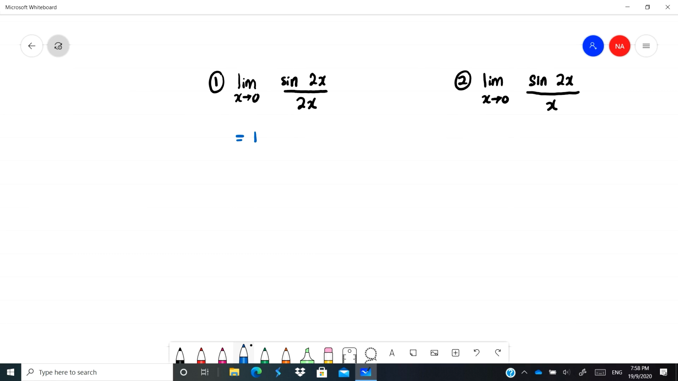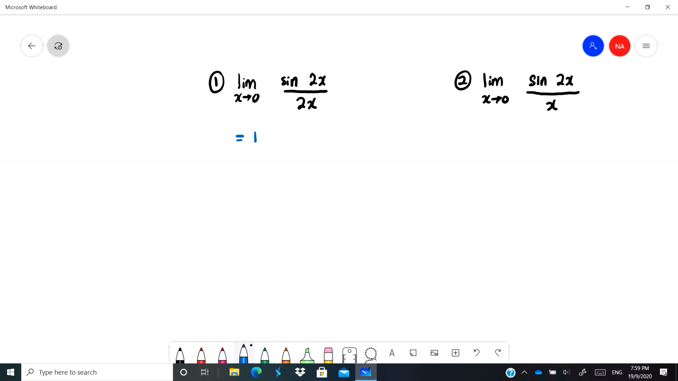But it is not the same if we have the limit as x approaches 0 of sin 2x over x. You cannot simply conclude that the answer is 1. You have to do some operations there.